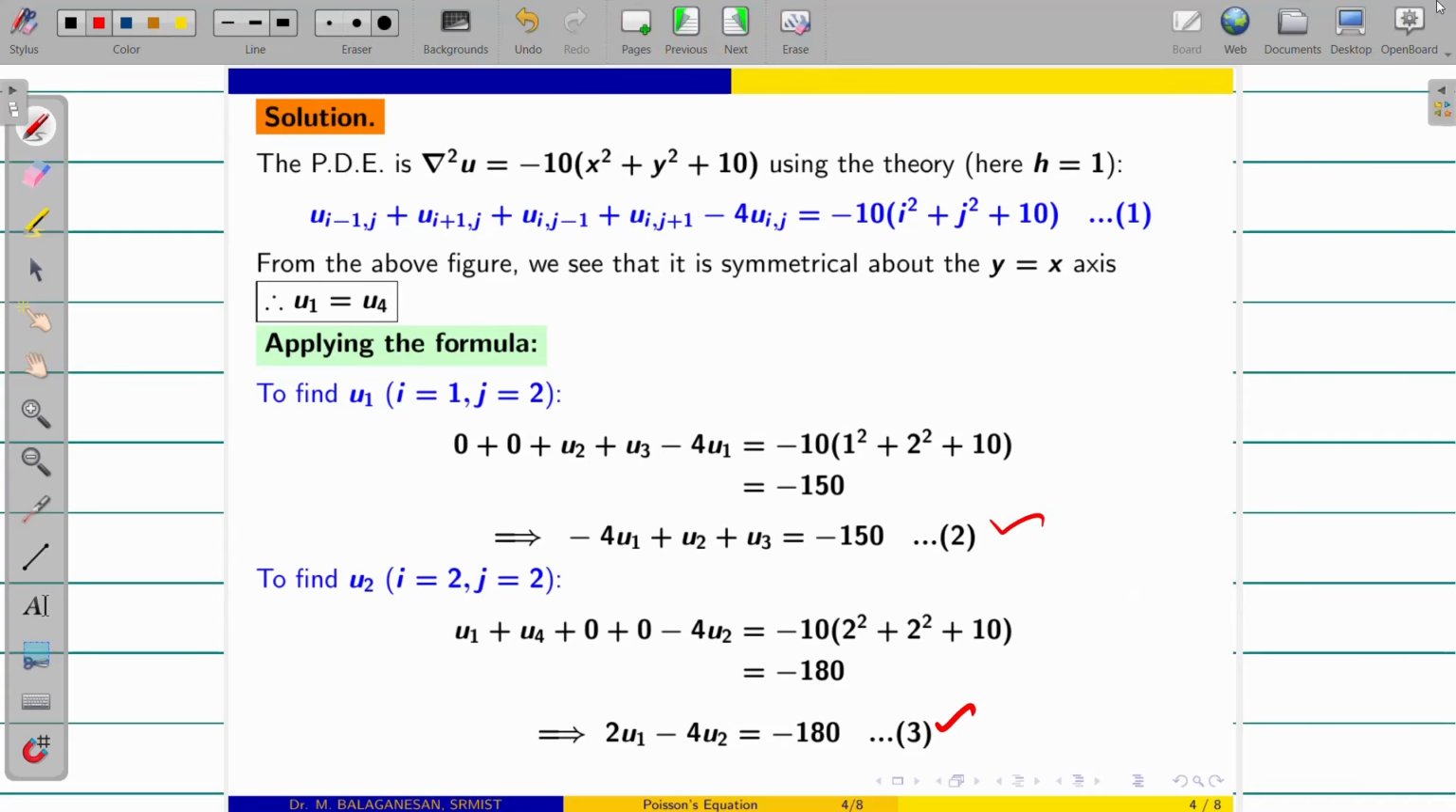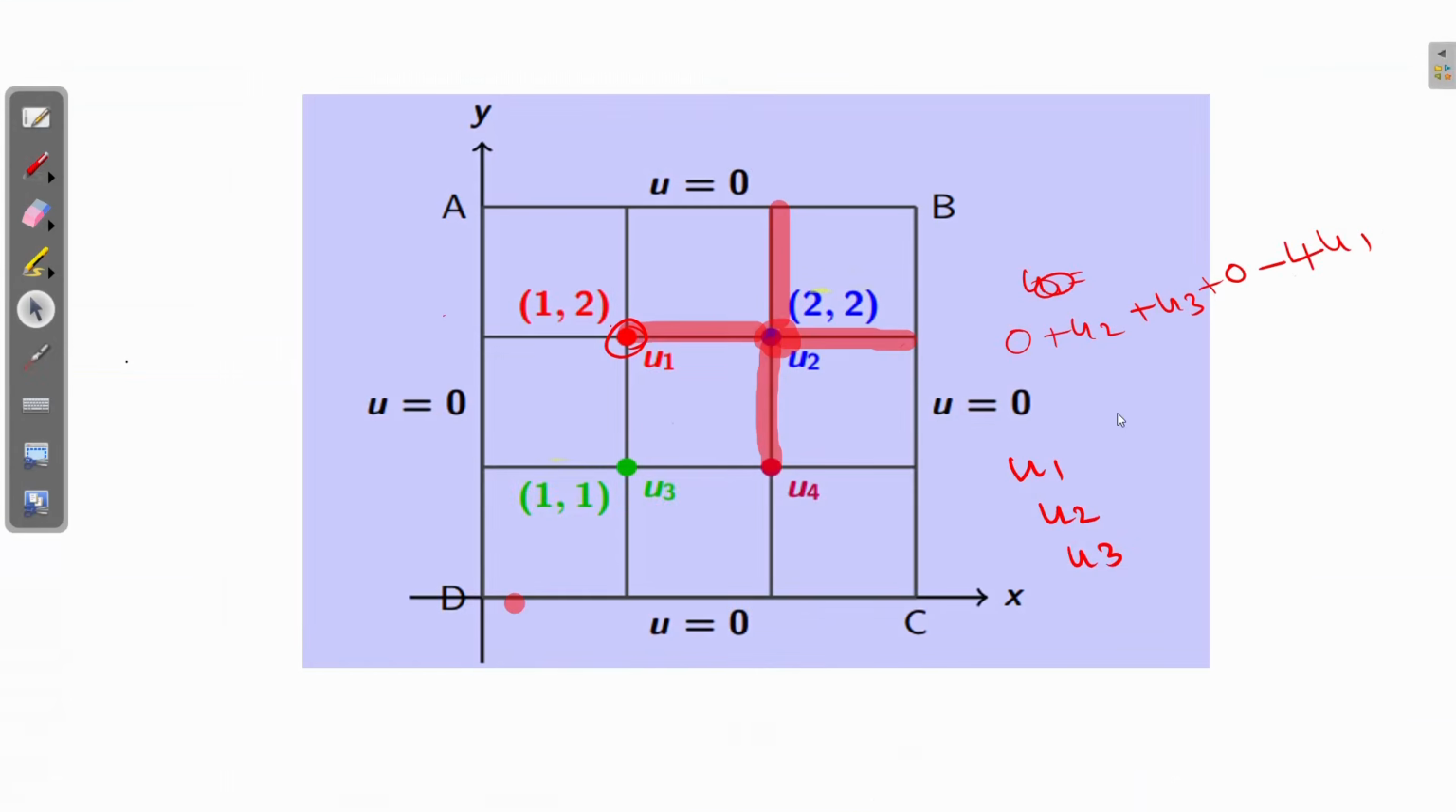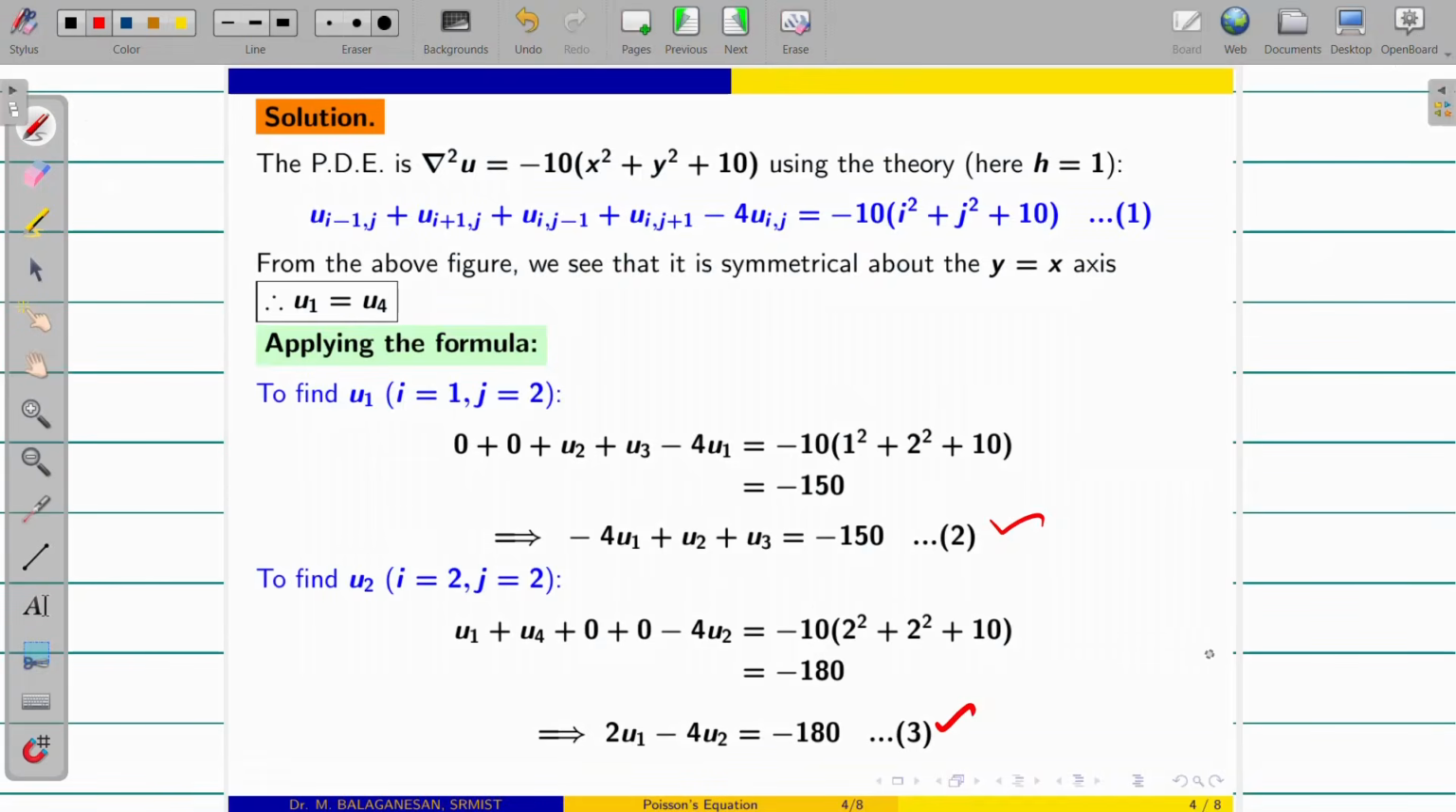Similarly, what is the next value we have to find? The U4 value. If you want to find the U4 value, what will it be? On the left hand side, it will be U3 plus 0, all these other values will be 0, plus U2 plus 0, minus 4 times U4. The left hand side will be U3 plus 0 plus 0 plus U2 minus 4 times U4. That will come.